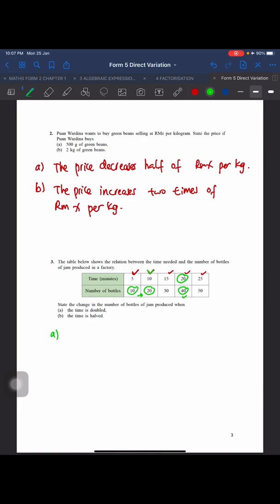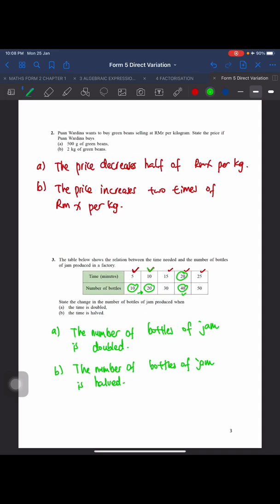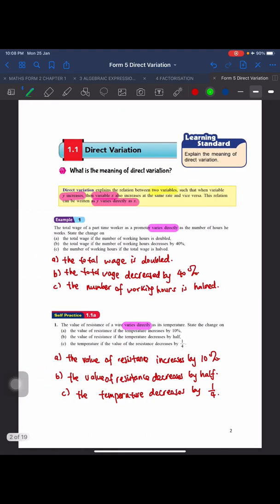So for the first situation, the number of bottles of jam is double. And B, the time is half. We know that if the time is half, the number of bottles also will be half. So we can say that the number of bottles of jam is half. So I think this is for the first part.